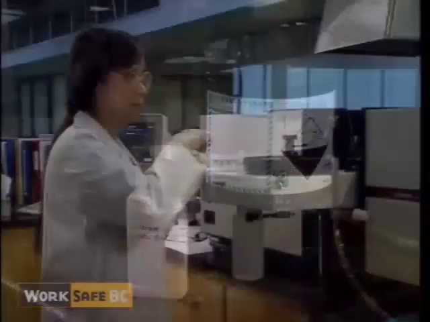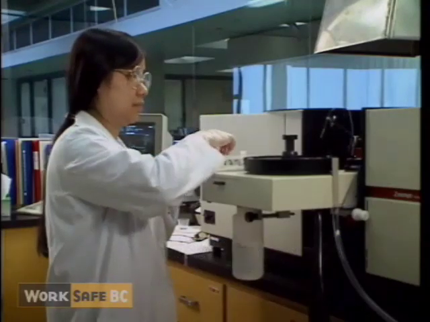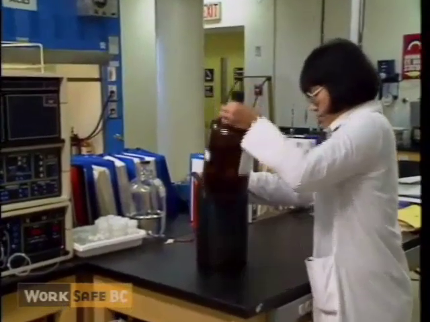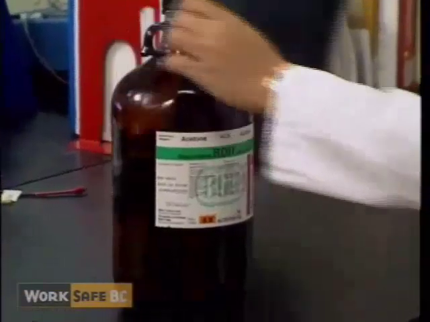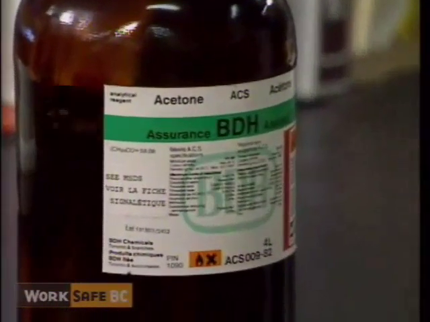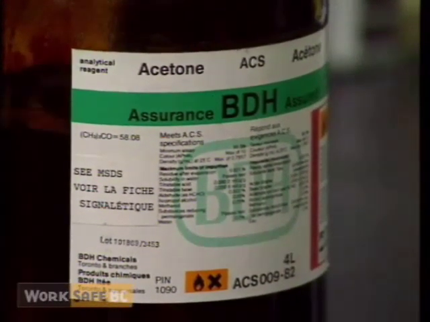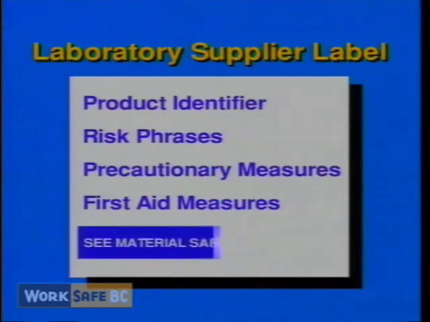In laboratories, some modification of general labeling requirements will be permitted. For example, supplier labels for controlled products from laboratory supply houses do not need the distinctive supplier label border or hazard symbols if they are packaged in less than 10 kilogram quantities and intended for use in a laboratory. However, the label must disclose a product identifier, risk phrases, precautionary measures, first aid measures, and, where an MSDS is available, a statement to that effect.